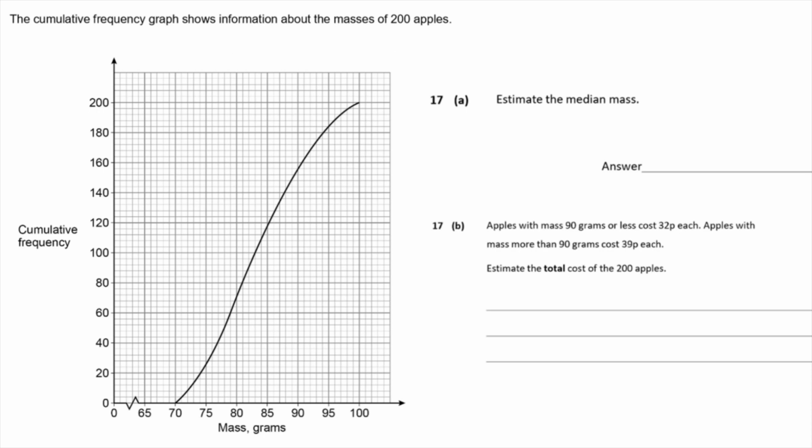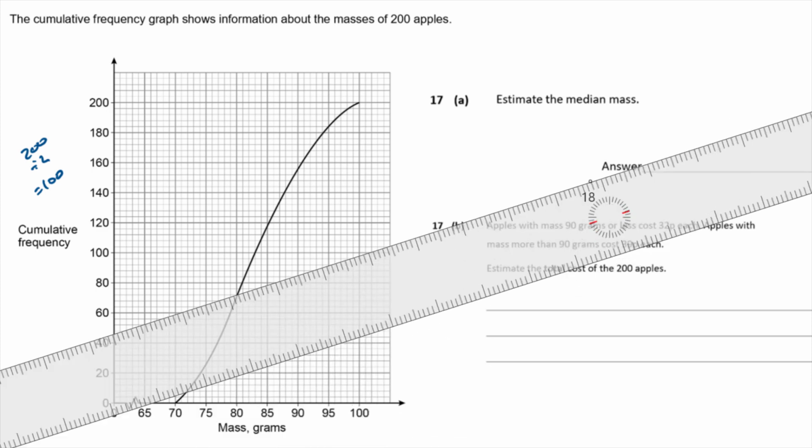Question 17. The cumulative frequency graph shows information about the masses of 200 apples. Part A says estimate the median mass. Okay. Now the median is going to be halfway through our data set. When the number of points is small, it's better to add 1 before you divide by 2. But when you've got 200, probably the easiest way is just divide straight by 2. That means I need to look across from 100 to find the median.